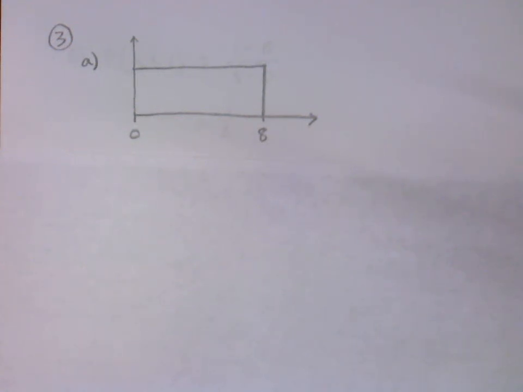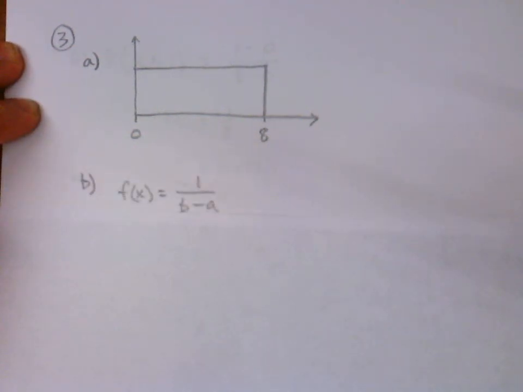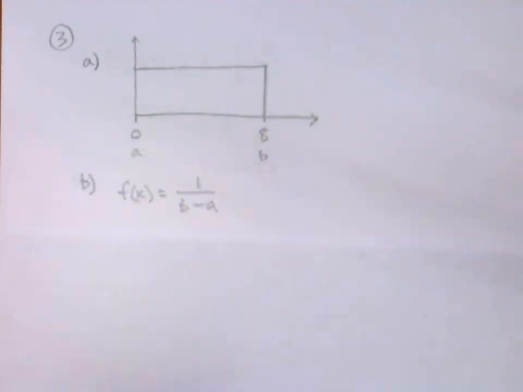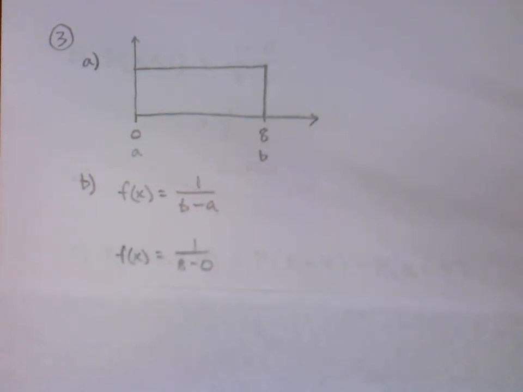Part B says, what is the probability density function f of x? So we did not do one of these in the last practice problem because they don't come up nearly as much as the probability questions. But let's do one now. For the uniform distribution, f of x equals 1 over b minus a. Well, in this case, what are the a and the b? Of course, the a is always the lower, the b the upper. So we'll plug those in, 1 over 8 minus 0. So in this case, f of x, if we simplify, is just 1/8.